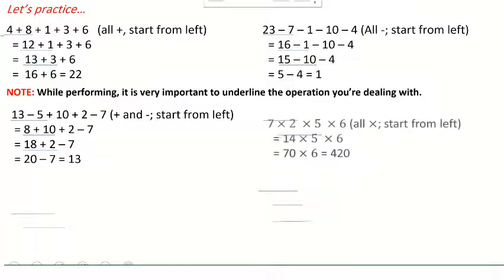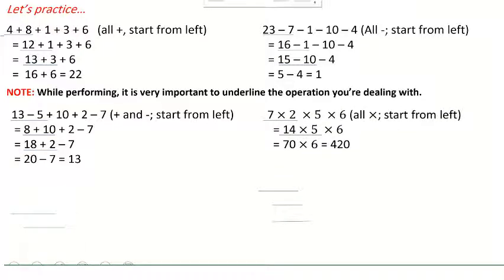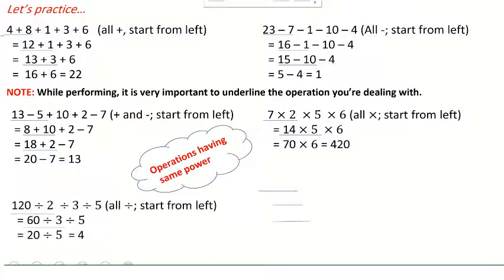Now, I have 7 times 2 times 5 times 6. All of them are multiplication. That means you have to start from left to right. So 7 times 2 is 14. 14 times 5 is 70. And 70 times 6 is 420. Now, what if you have all of them division? Also with all of them division, you start from left to right, as you can see.